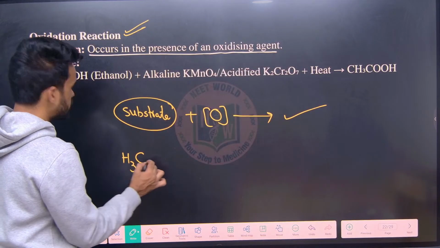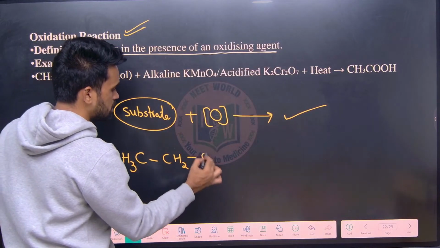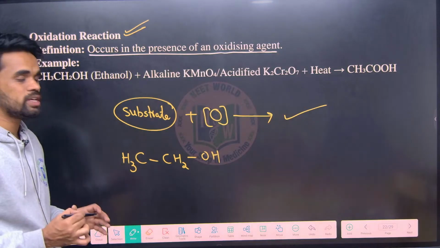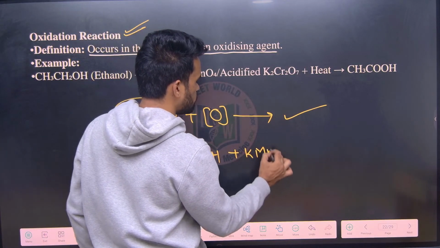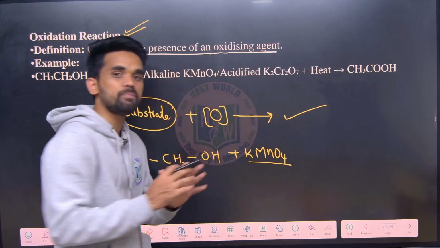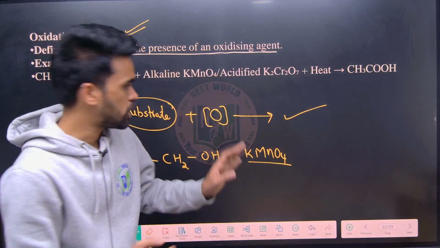Okay, let me show you here. CH3CH2OH, this is called ethyl alcohol. To this ethyl alcohol, I am adding something called KMnO4. KMnO4 is called potassium permanganate. What is this called? Potassium permanganate.